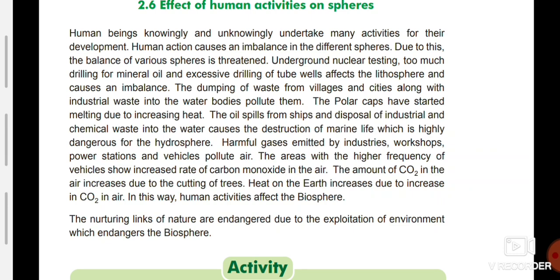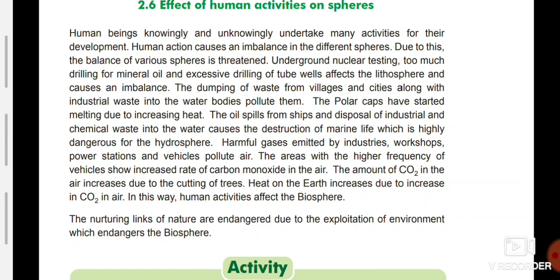हम चाहे या ना चाहे, जाने या अनजाने में हमसे बहुत सारी ऐसी एक्टिविटीज होती है जहाँ पे अपने खुद के डेवलपमेंट के लिए हम स्पीयर्स, हमारे चारों स्पीयर में इम्बैलेंस ला रहे हैं. Due to this, the balance of various spheres is threatened. Underground nuclear testing, too much drilling for mineral oil and excessive drilling of tube wells affect the lithosphere and causes an imbalance. अब हर एक चीज़ में न्यूक्लियर टेस्ट कर रहे हो, फिर मिनरल्स एंड ऑयल्स को निकाल रहे हो, ट्यूब वेल्स ड्रिल कर रहे हो, तो ये सब की वजह से इम्बैलेंस क्रिएट होता है.